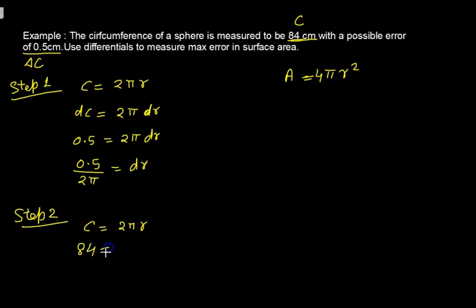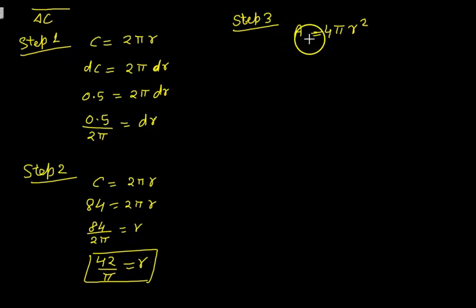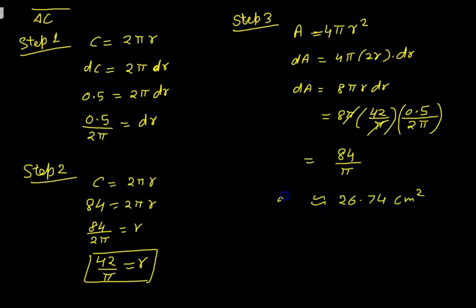C was given 84 equals 2 pi r, so 42 over pi is the r value. At last, we need to find the change in surface area, the error in surface area. So this is going to be the third step. Change in surface area is given by dA, so we find the derivative of both sides. r is 42 over pi times dr is 0.5. After simplifying, we get 84 over pi, which is nearly equal to. So this is the error in surface area.